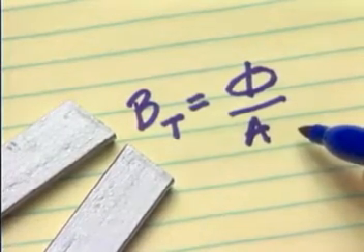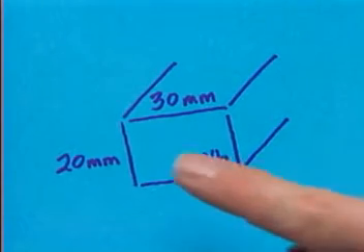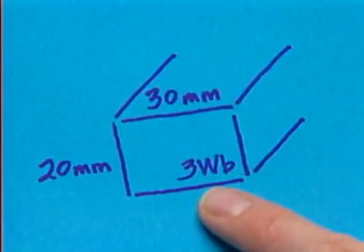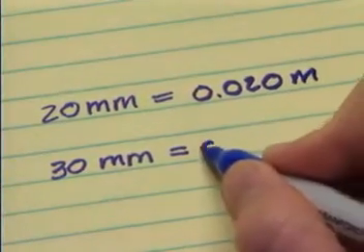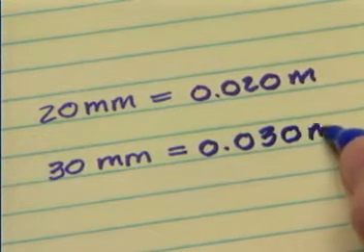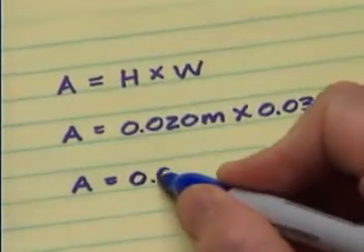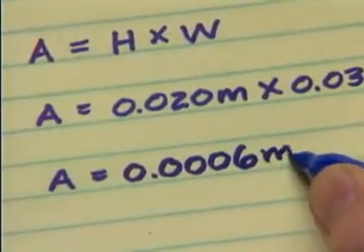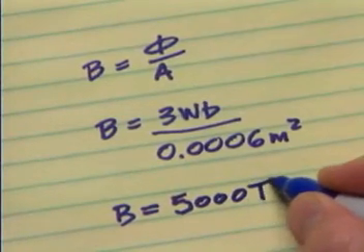Let's find the flux density for an iron core whose cross-sectional dimensions are 20 millimeters by 30 millimeters and whose total flux is 3 Webers. First, millimeters must be converted to meters. 20 millimeters equals 0.02 meters, while 30 millimeters equals 0.03 meters. To find the area, multiply the height times the width. This yields 0.0006 square meters. The final division yields 5,000 T as the flux density.